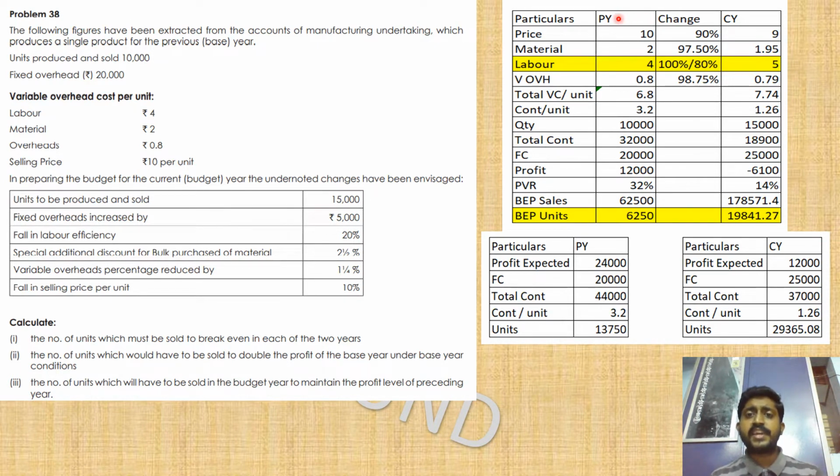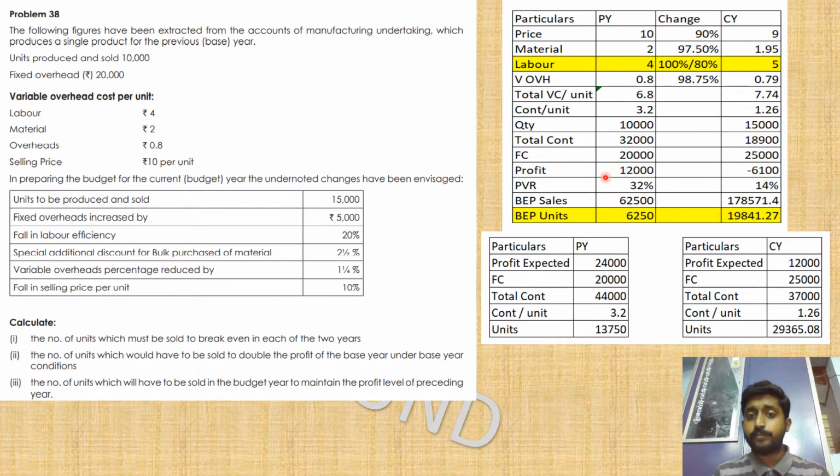So this is the previous year data. There is no doubt: selling price 10 rupees is given, 2 rupee material cost is given, 4 rupee labor cost is given, 0.8 variable overheads is given. I have compiled all this data and total variable cost is taken. Selling price minus total variable cost, contribution can be found, and units produced and sold is given as 10,000 units. So 10,000 units sold into contribution per unit of 3.2, if I multiply, total contribution is 32,000 rupees, and 20,000 is the fixed cost that is given. 32,000 minus 20,000, profit will be 12,000.